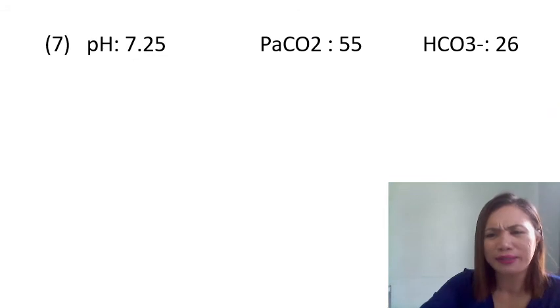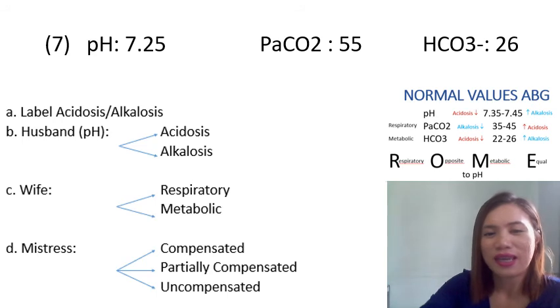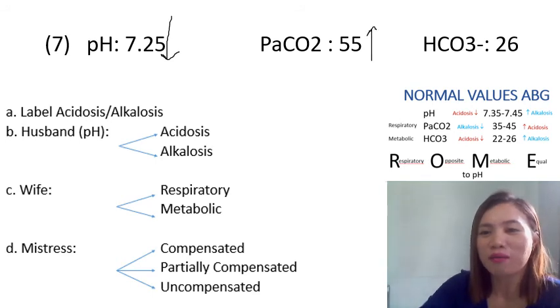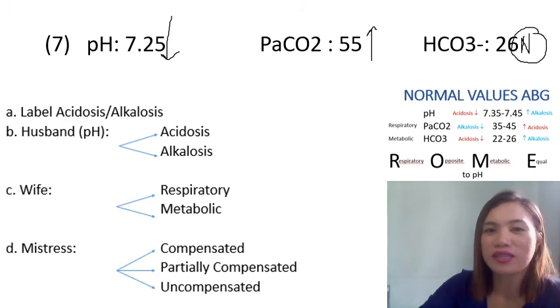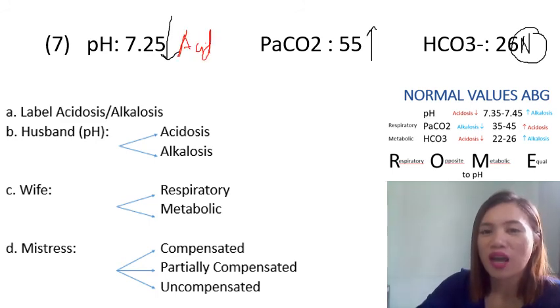How about this one? Okay, notes out. I believe this is the last example. Here, label. This is decreased, your pH. Your carbon dioxide is increased. Your bicarbonate is normal. Now, pH, if decreased, it's acidosis. How about your carbon dioxide? If your carbon dioxide is increased, it's also acidosis. Okay, we're done with the labeling.